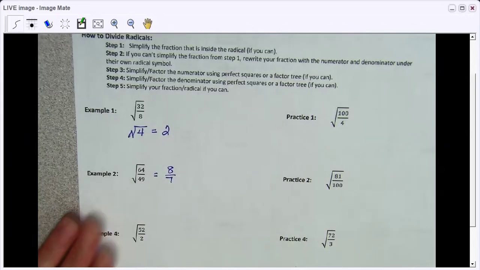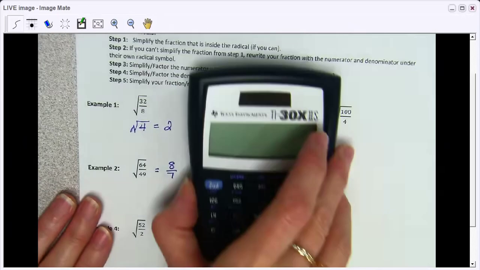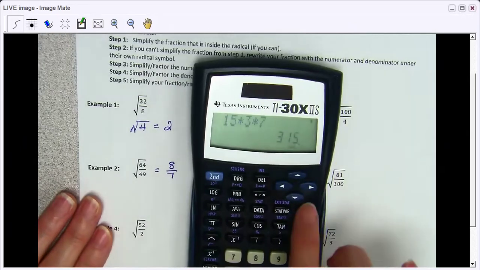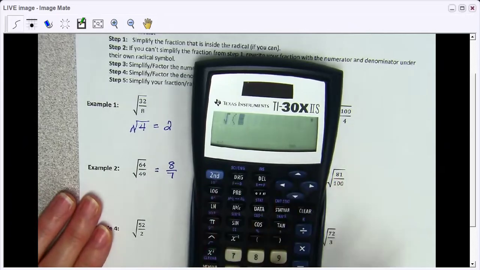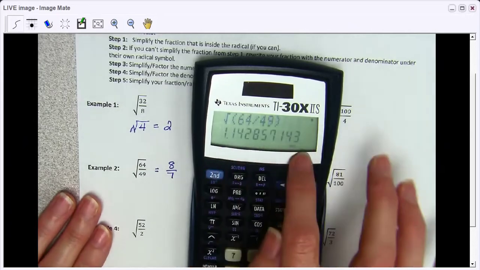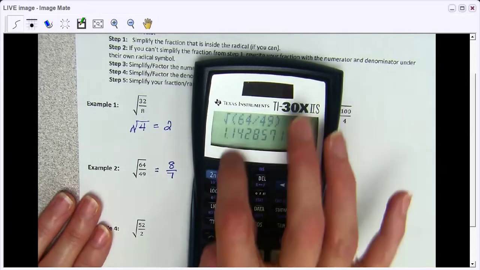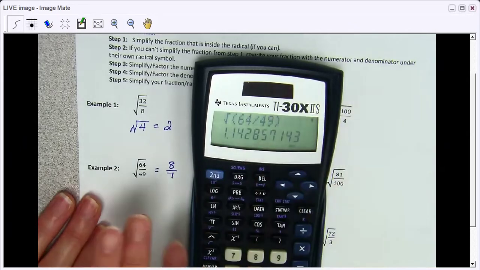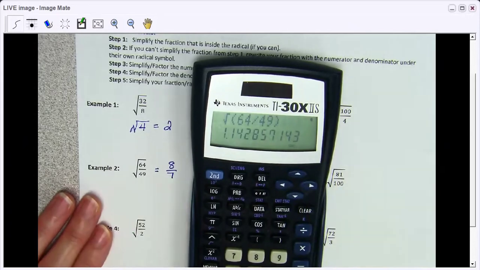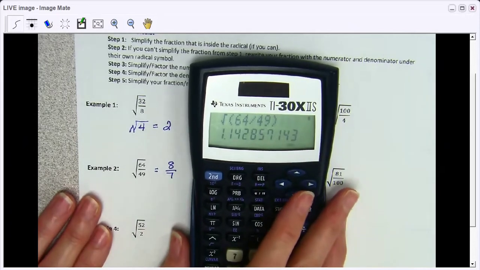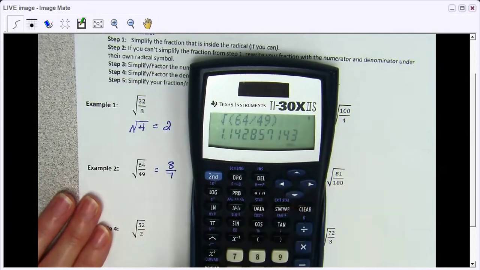Now, if you did divide 64 divided by 49, you would end up with a decimal. So you can take the square root of 64 divided by 49, and you end up with this long decimal. So I don't want these long decimals. I want the fraction or the factored out radical, right? So you're not getting decimals in this assignment.